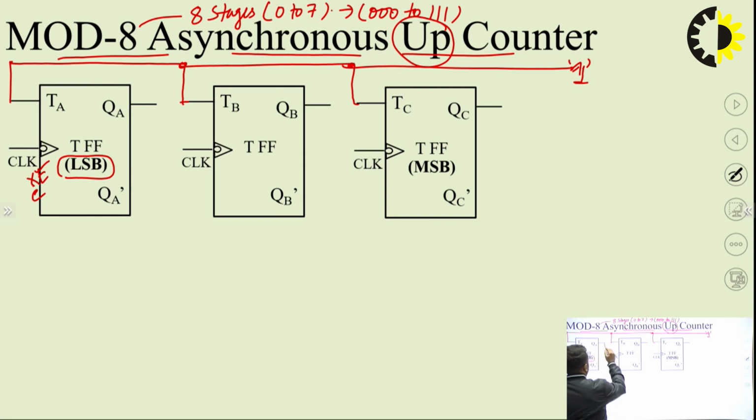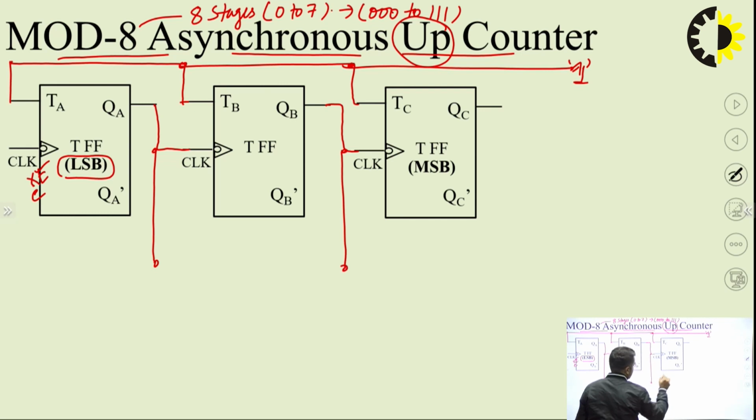Now the clock connections are to be made in such a way that the output of one flip-flop becomes the clock of the next flip-flop. Similarly here, the output of this flip-flop becomes the clock of the next flip-flop. So now we can see that all 3 flip-flops are getting their clocks. LSB is getting the clock externally and MSB is getting the clock from the previous flip-flop's output. Now, displaying the count of the counter: this point, similarly this point and the third one.